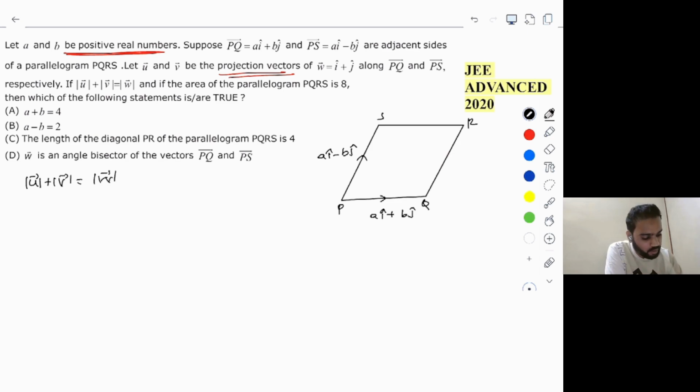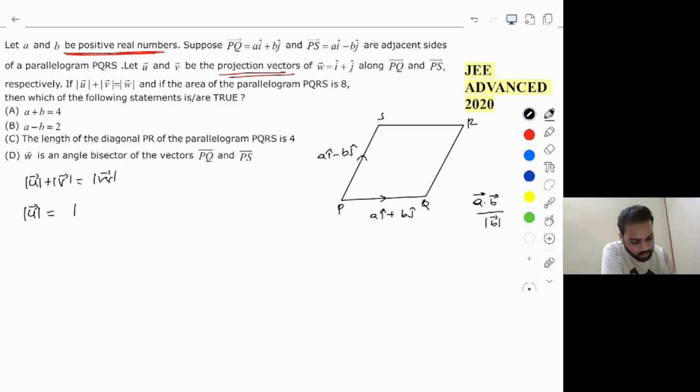But we know the formula, right? Projection of A bar on B bar formula is what? A bar dot B bar divided by modulus of B bar. So let's use that formula and I will write it here. You can notice modulus of U bar, that is the magnitude of projection of W bar along PQ bar.